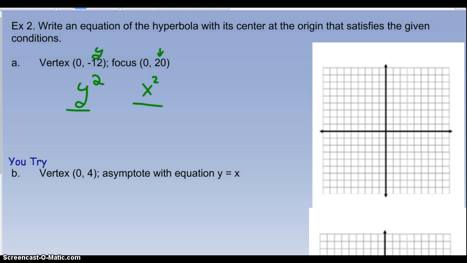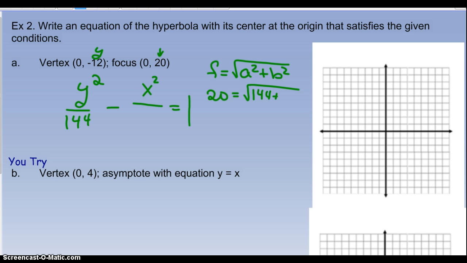This is my vertical distance, so I take that 12 and I square it, and I get 144. This is going to be minus, and it's going to be equal to 1. We come over here, and we write focus equals radical a squared plus b squared. The focus they told me was 20, so I plug that in. And I know that my a squared is the 144 plus b squared. So get rid of the radical by squaring both sides.